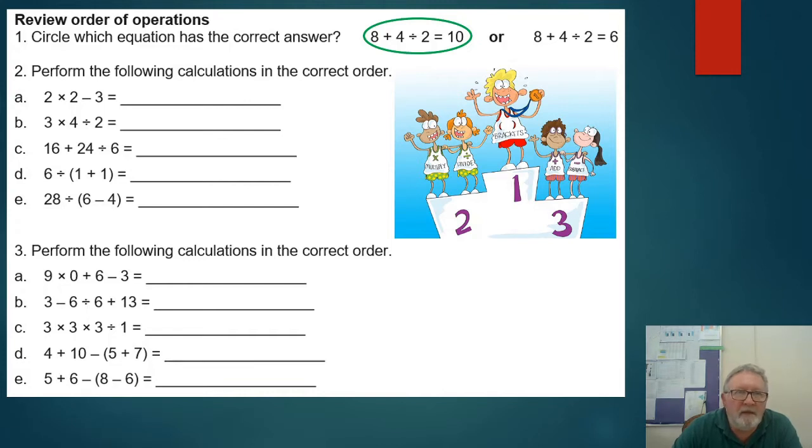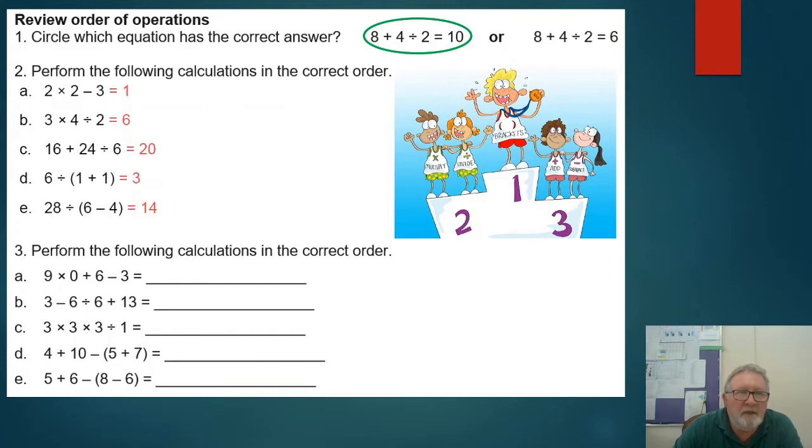And we're back. Okay, let's see how you went. There are the answers to the first exercise. 2 times 2 is 4, take 1 is 3. That's the order. First operation, second operation. Now, multiply and divide both come at the same spot, so we work left to right. 3 times 4 is 12. Divide 12 by 2 and you get 6. In C, though, you need to do the division before you do the addition. 24 divided by 6 is 4.